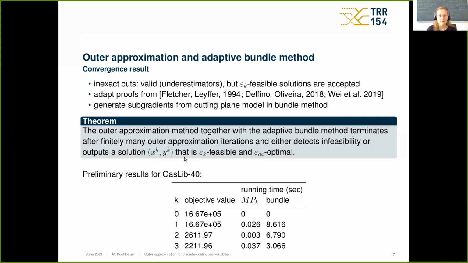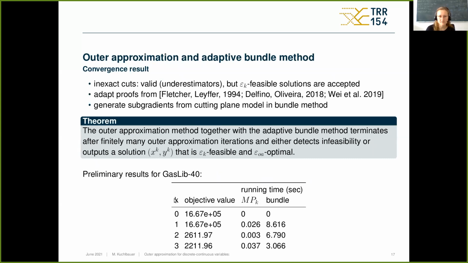And then we were able to prove convergence of our outer approximation approach with approximately feasible and approximately optimal solutions. And one key point here was to prove that the adaptive bundle method not only solves the continuous subproblems, but also can be used to generate suitable subgradients.